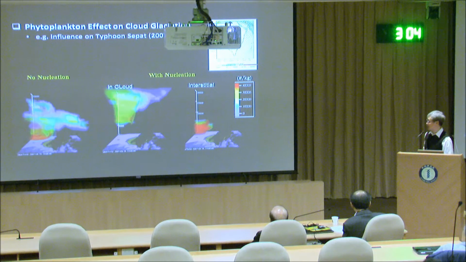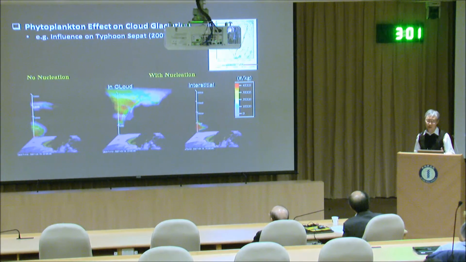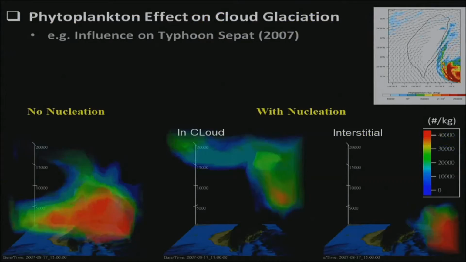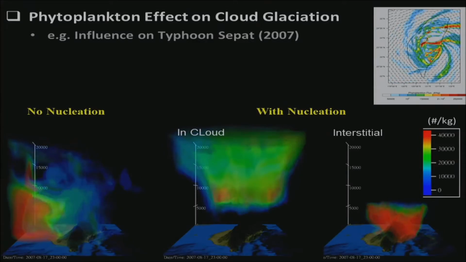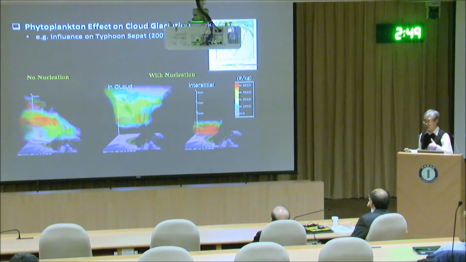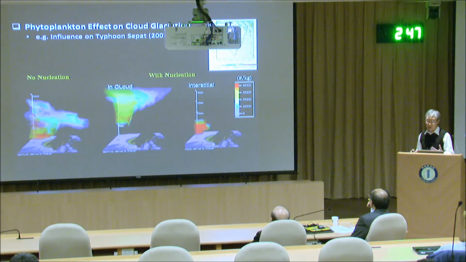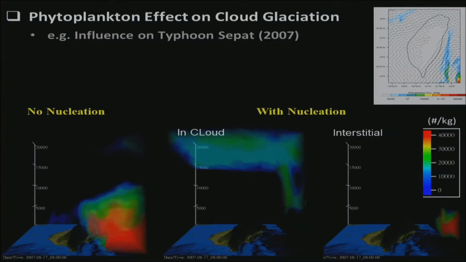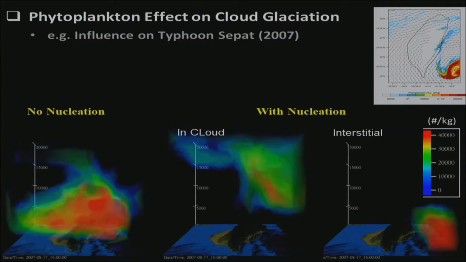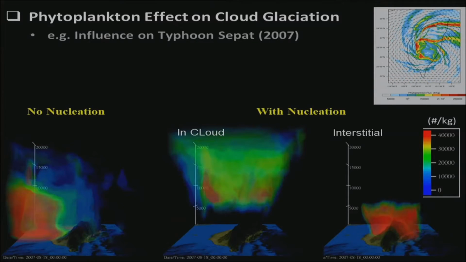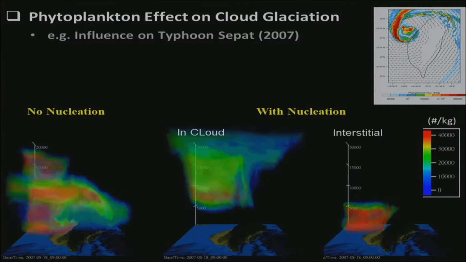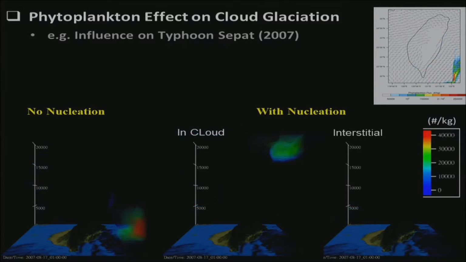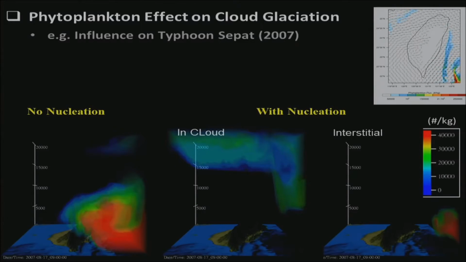So this is a simulation trying to see how much phytoplankton can be generated in the atmosphere and how that affects the clouds. So we use the sea spray scheme to generate sea spray. Then we use the chlorophyll concentration observed from satellite to infer how much phytoplankton is contained in the sea salt, and use that to generate the ice particles. So here you can see the generated phytoplankton near the surface is around the maximum wind of the typhoon. For this case, this is a typhoon.